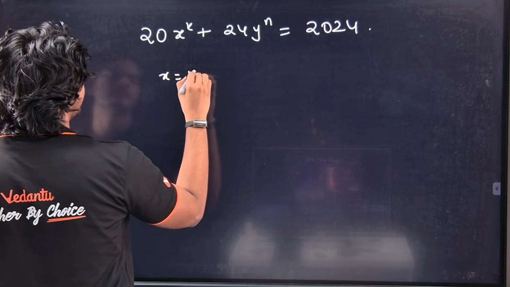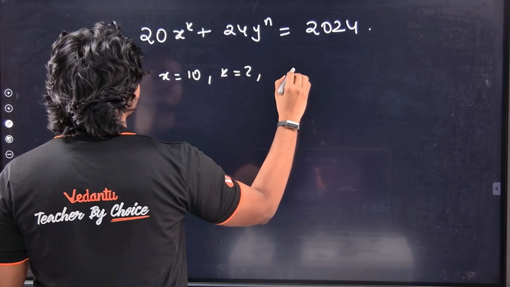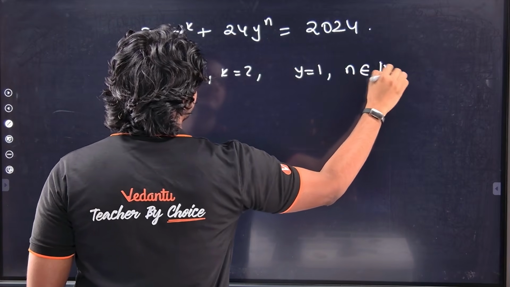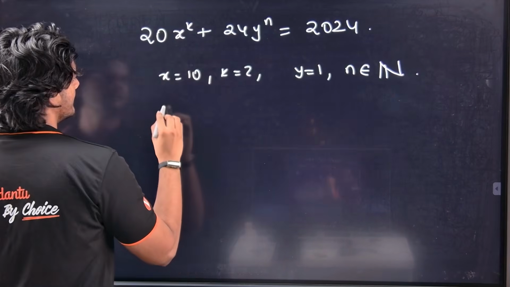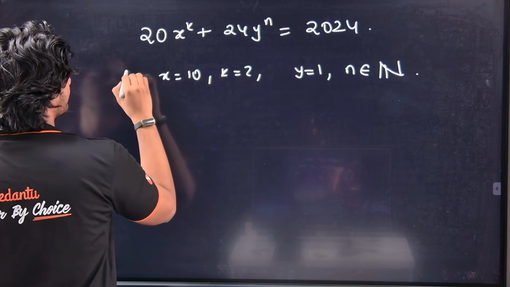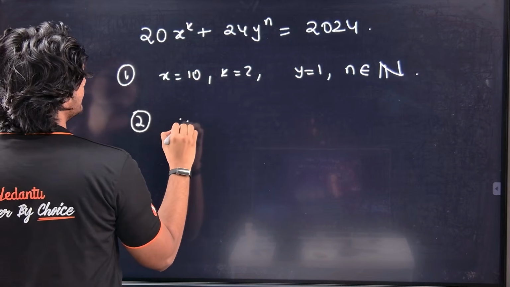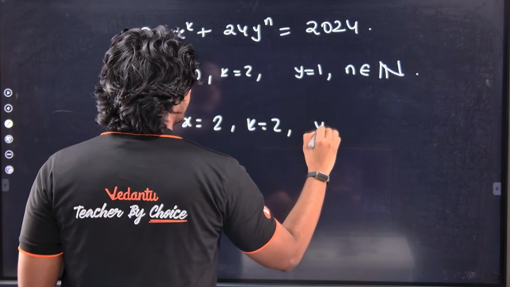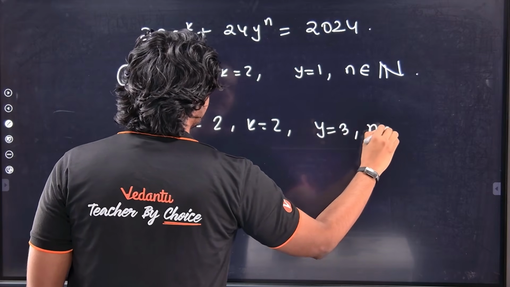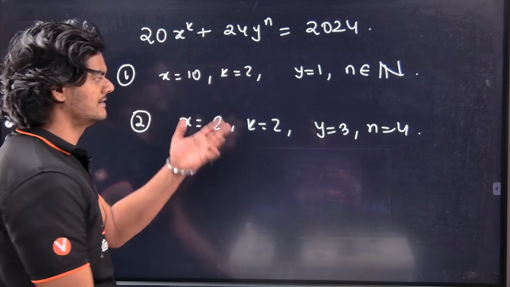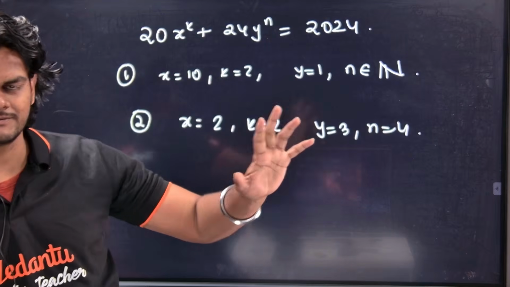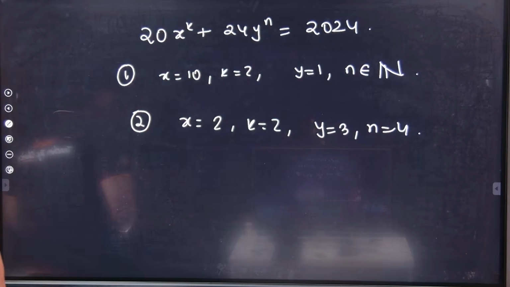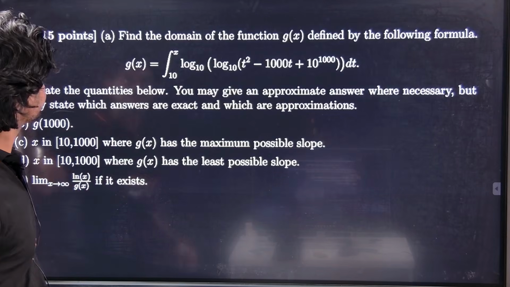X is equal to 10, k equal to 2, y equal to 1, n can be anything, right? And this is one. Second solution is x equal to 2, k equal to 2, y equal to 3, n equal to 4, something like that, right? So this will work. There you go. These are the solutions. Let's go to the next one.